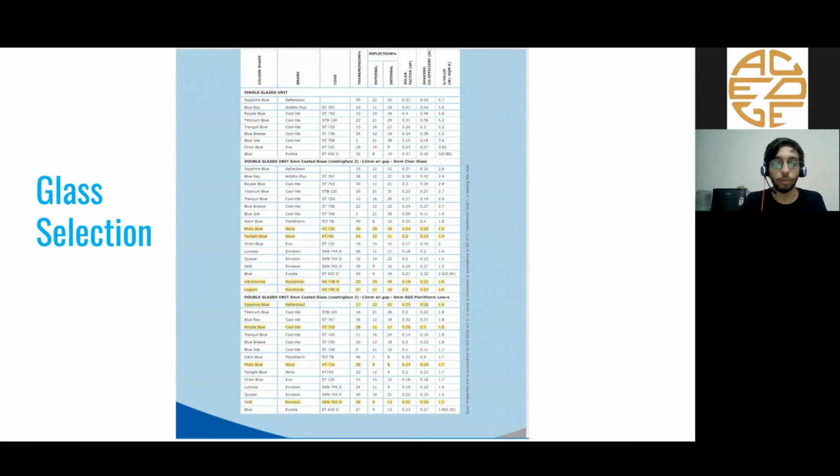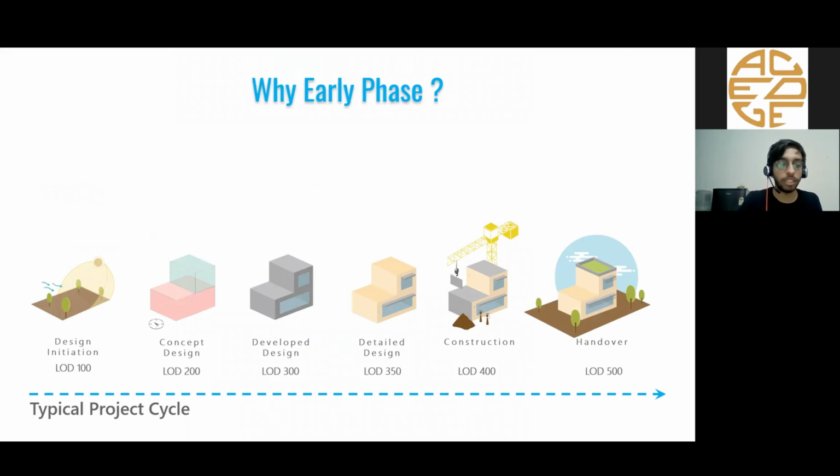So a lot of back and forth goes on in the project. But when you have data, it gives you a big leverage to understand how your glass and how your building would perform. So you have better options. So what is the methodology? The methodology is we need to start doing this analysis as early as possible in our design.